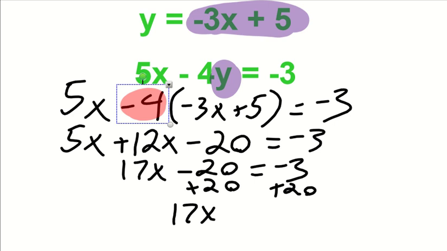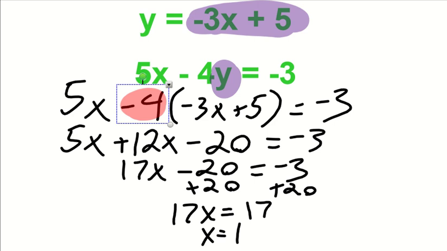So I got 17x equals, when the signs are different, what do I do? Subtract, so 20 minus 3 is 17. We use the sign of the bigger number, that's a positive 17. Okay? Now I divide. What's 17 divided by 17? 1. So x equals 1.